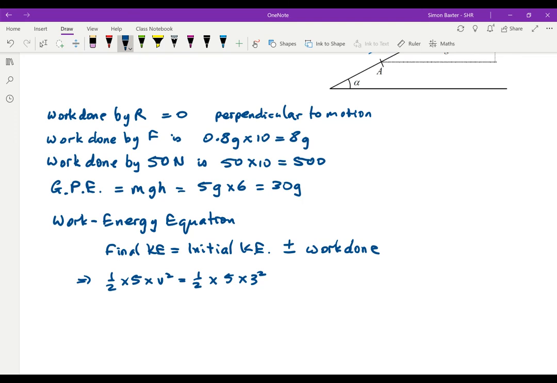Now let's come to the forces and the work done. That's nice. R is 0, don't have to worry about that one. Work done by friction is 8G. Friction slows it down. Friction reduces the speed, reduces the kinetic energy. The work done by friction is going to go in as negative, minus 8G. And now we have the pulling of the rope, the 50 newtons. That is obviously tending to increase the speed. So that is giving us more energy. So that has got to go in as plus.